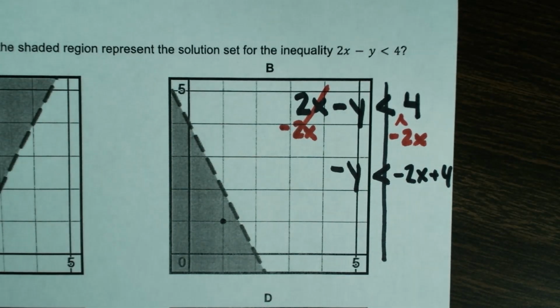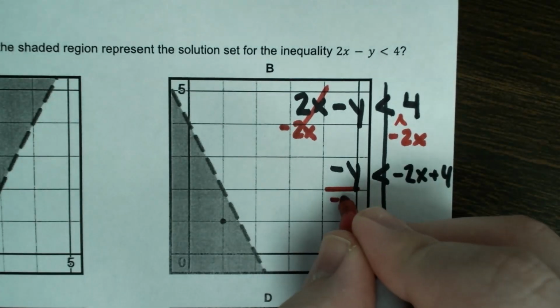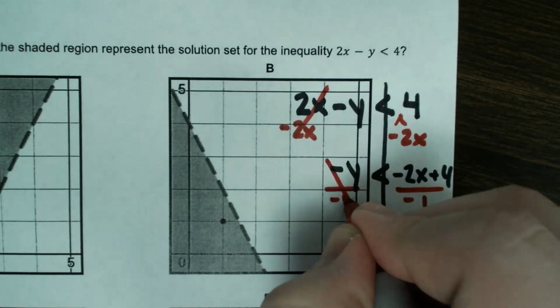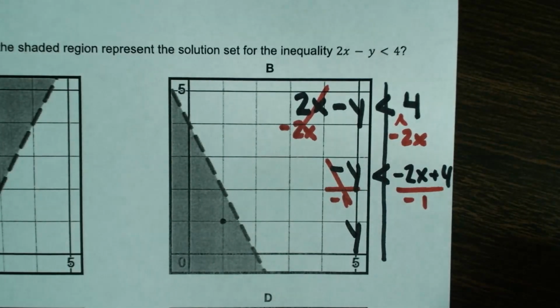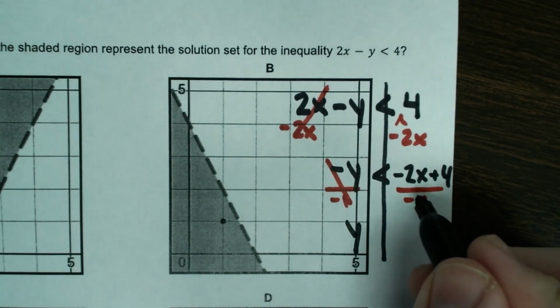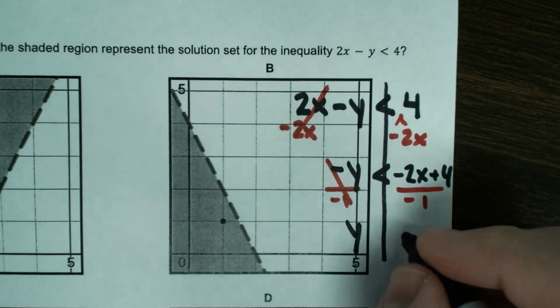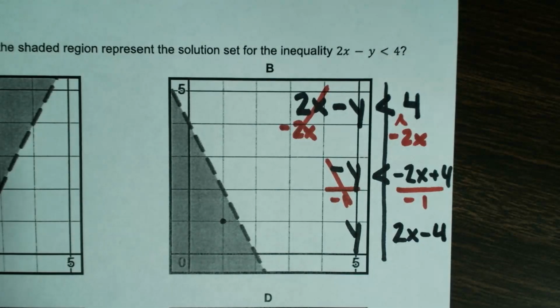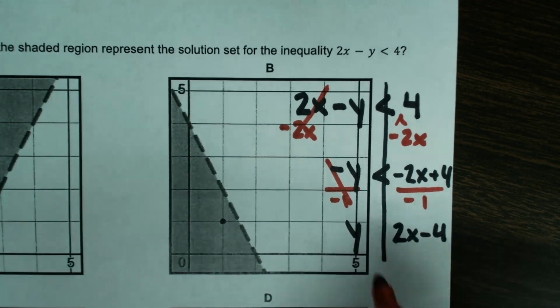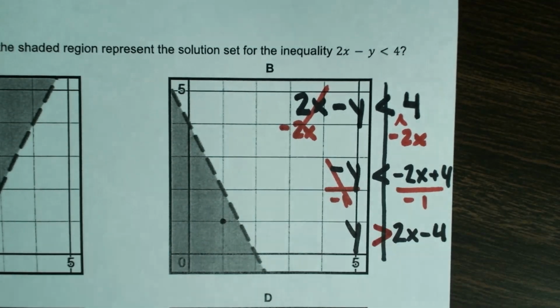But then I also don't want y to be negative, so I'm going to divide both sides by negative 1 in order to switch that sign. And all that's going to do is make this positive 2x minus 4. But also, don't forget, if you multiply or divide both sides of an inequality by a negative number, the inequality symbol itself flips around.